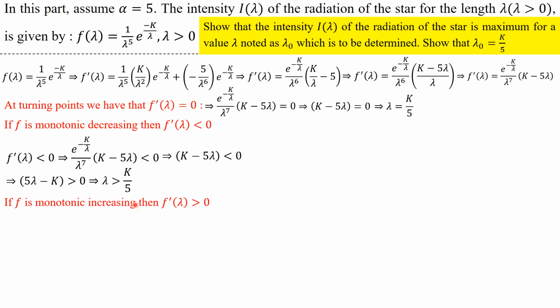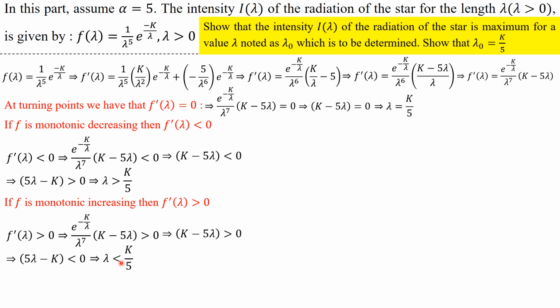Alright, if the function is monotonic increasing, then the first derivative is positive. First derivative being positive means that e to the negative k over lambda times k minus 5 lambda, all divided by lambda to the 7, is positive. Now since this term here is already positive, then for this product to be positive, k minus 5 lambda should be positive. So we can divide also by the negative sign and we get 5 lambda minus k less than 0.